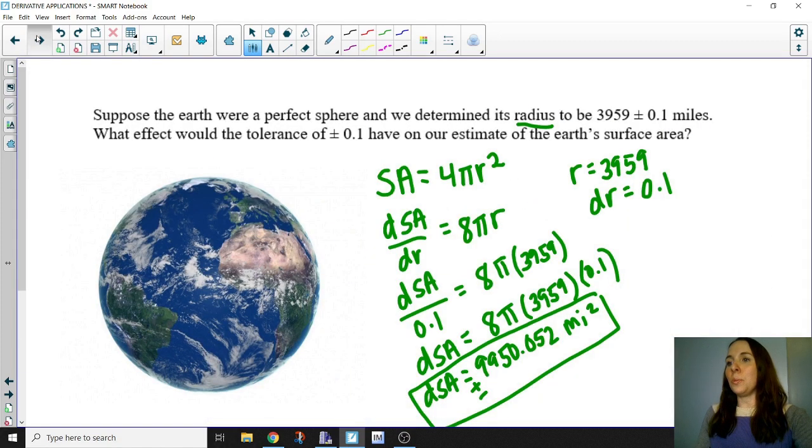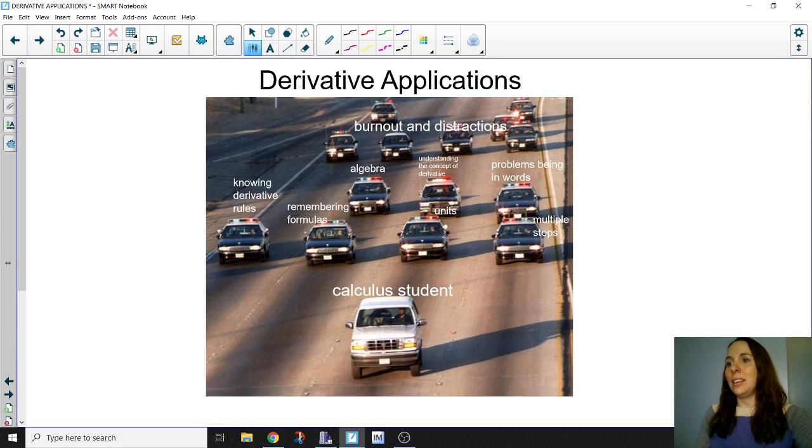So I will leave you with a meme that I made to sort of sum up how you might feel about derivative applications as you study the unit. As a calculus student, you need to know your derivative rules. There will be times where you have to remember formulas. There's lots of algebra. Units become very important. And understanding that a derivative is slope, but all of the applications that you can apply with slope is important. You're going to see problems in words with multiple steps. And of course, any student always has to deal with those burnouts and distractions as well.